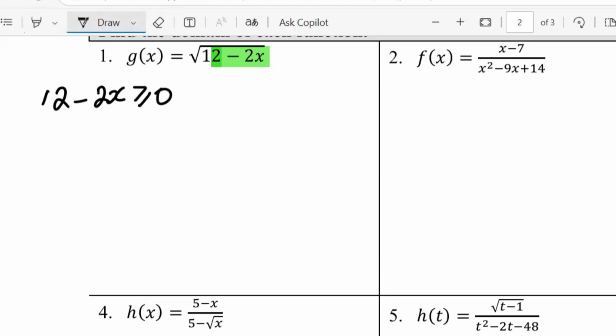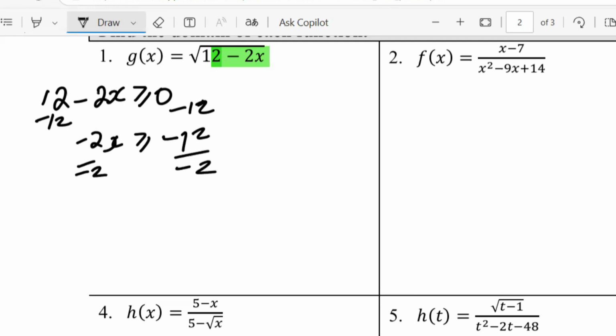Let us subtract 12 from both sides. So I do have negative 2x, which is greater than or equal to negative 12. Here I'm going to divide by negative 2. Whenever you divide by a negative number, you have to flip your inequality. So it becomes x less than or equal to positive 6. So this is actually my domain. My domain has to be less than or equal to 6.